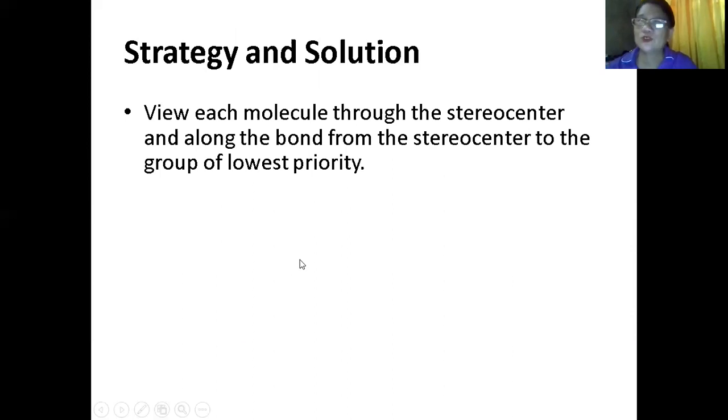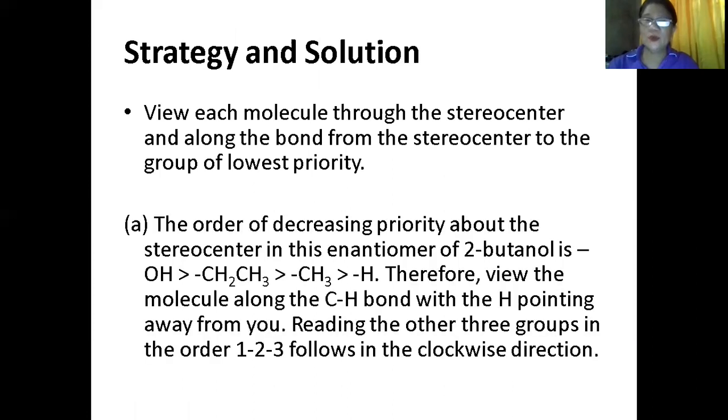View each molecule through the stereocenter along the bond of the stereocenter to the lowest priority group. The order of decreasing priority about the stereocenter in the enantiomers of 2-butanol is OH, then CH2CH3, then CH3, then H. This is 1, 2, 3. Therefore, view the molecule along the C-H bond with the H pointing away, because H is the least priority.